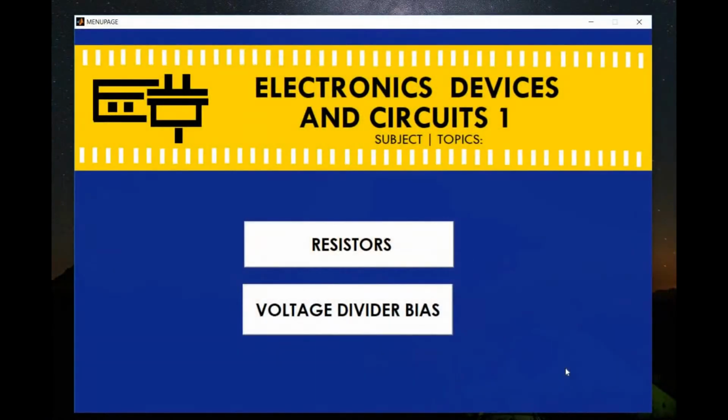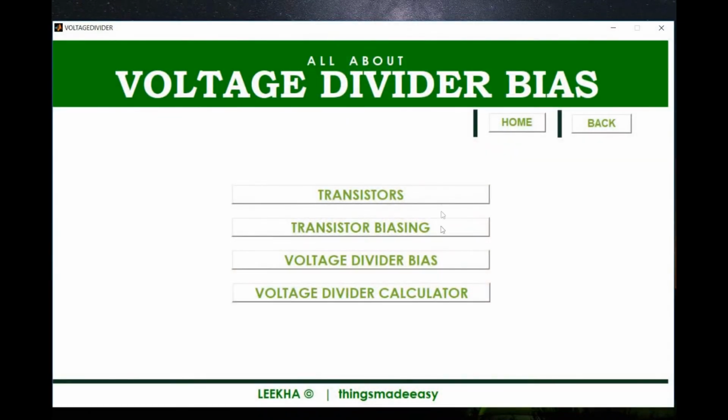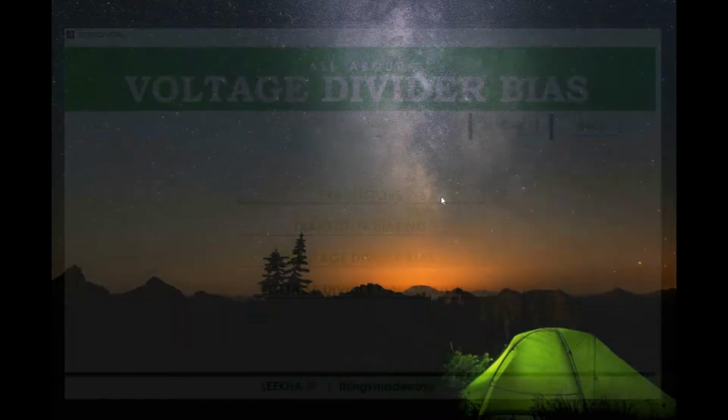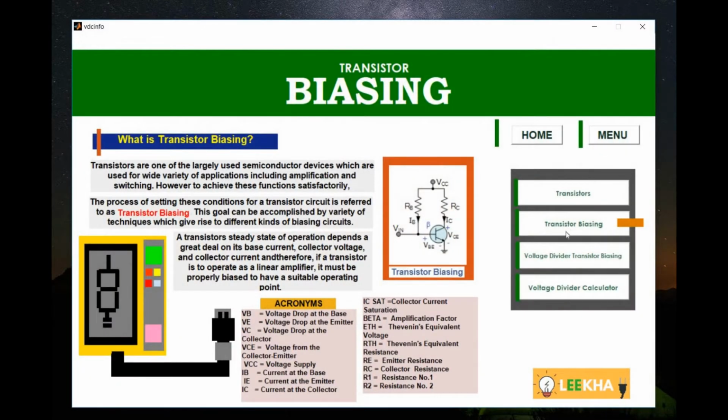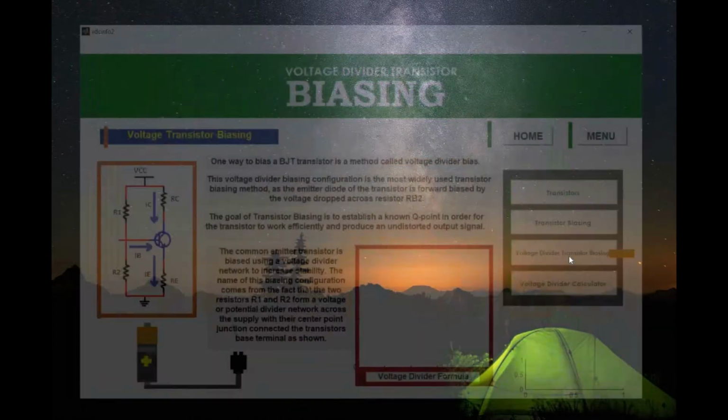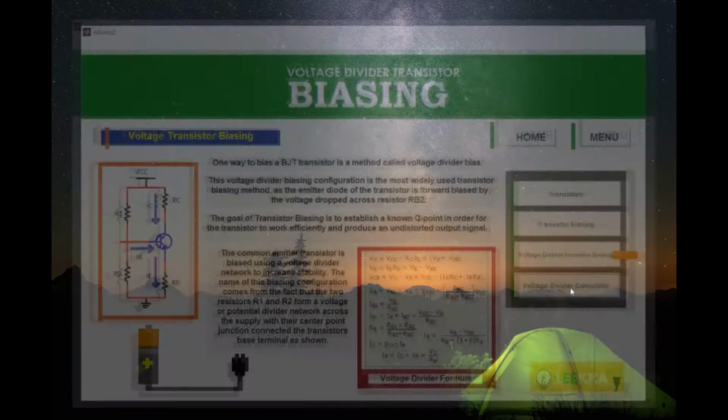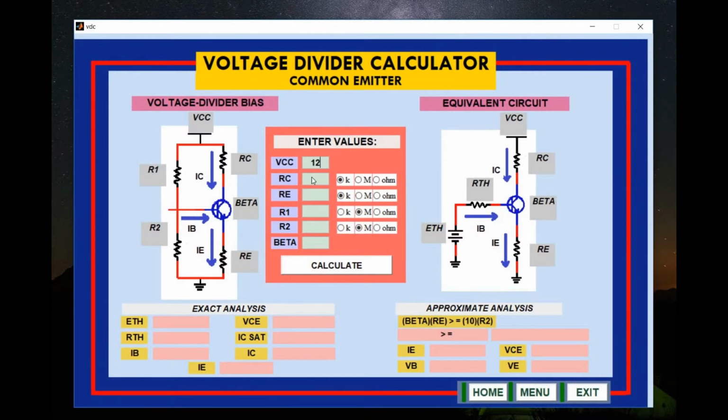Clicking menu, we go back to the menu page, choosing the voltage divider bias, transistors, which shows what are transistors. The definition of transistor biasing, and the voltage divider transistor biasing. Also, the voltage divider calculator for the common emitter configuration. Here, the user inputs the values needed for the VCC, RC, RE, R1, R2, and beta. Calculate.